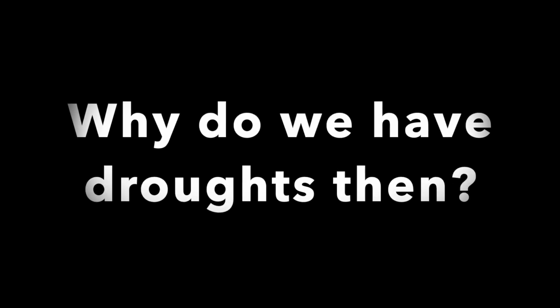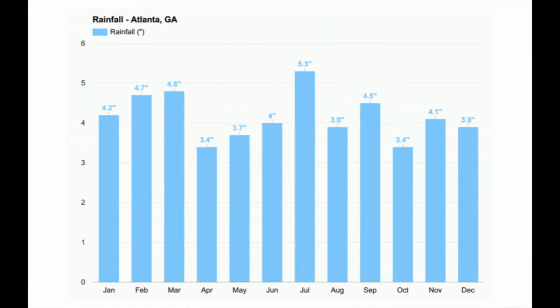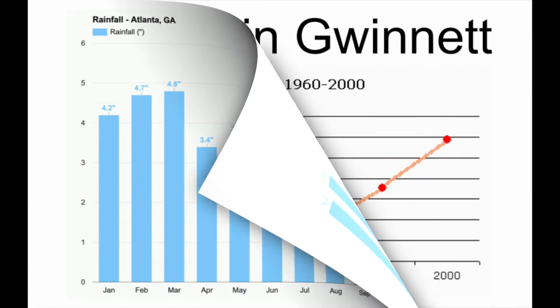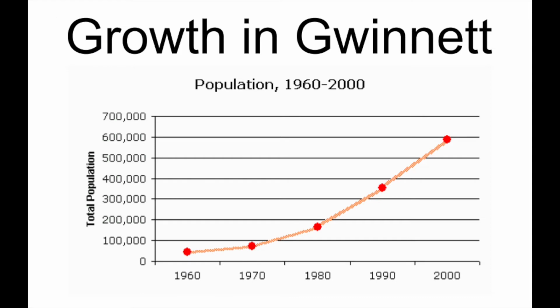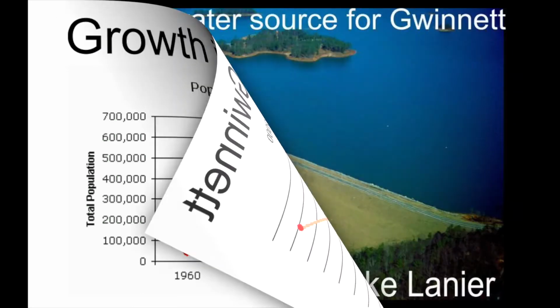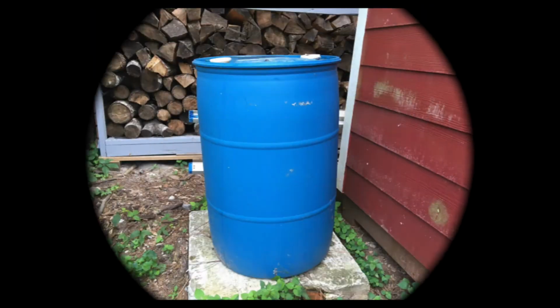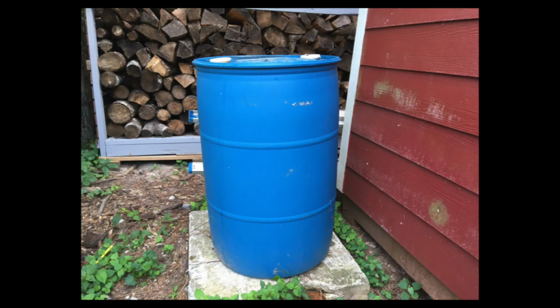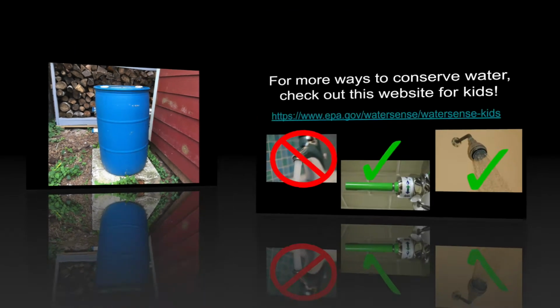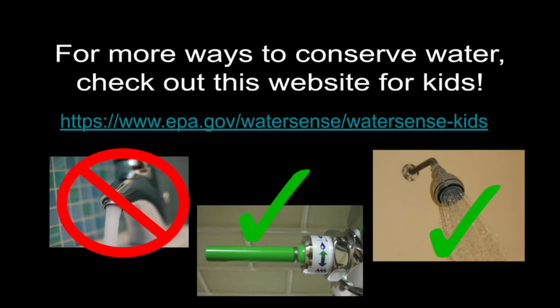While that sounds like a lot of water, a few reasons we have droughts are: some years we do not get a lot of rain, more people means more consumption, and not all of the rain goes directly to the source that provides the drinking water. What can you do to help? You can help by using a rain barrel to collect water and then use that for watering your garden or flowers. You can check out more ways to conserve water at this website.